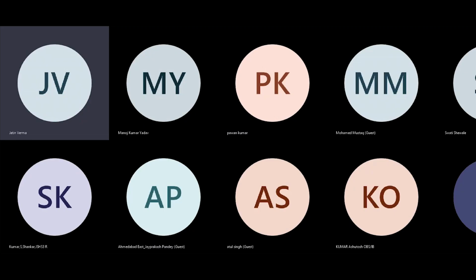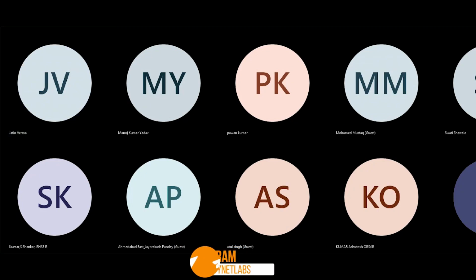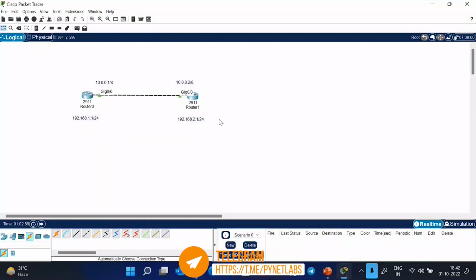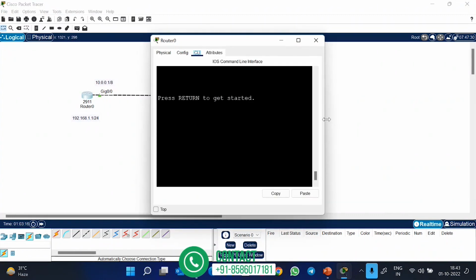So let me share my Packet Tracer screen. I have taken two routers here. I'm not going to do a highly complex configuration lab, but we will simply see a quick introduction to how QoS is configured. As you can see, I have taken two routers and all the IP configurations are already there on the devices.